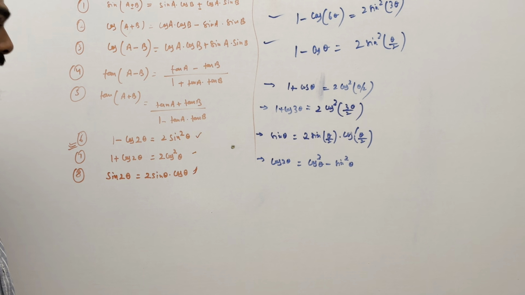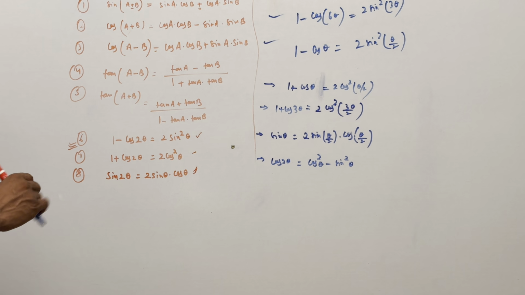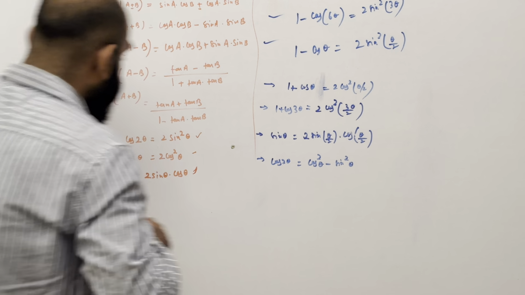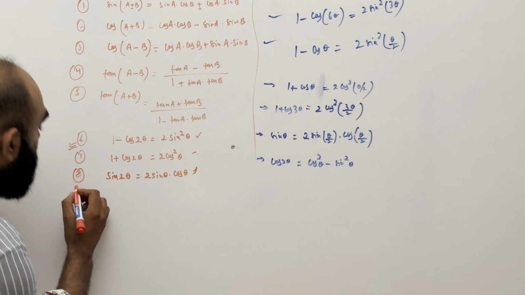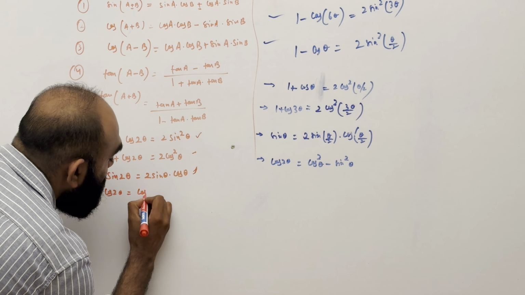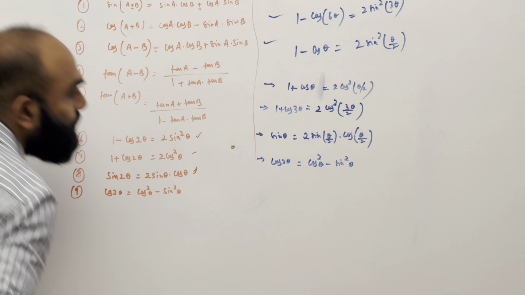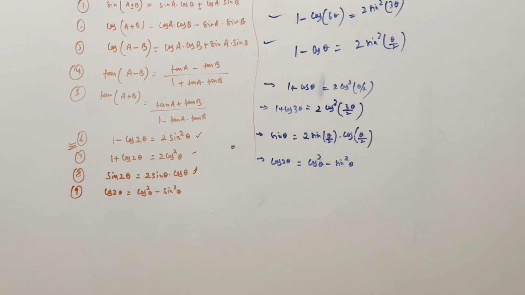Clear? Okay. Now some very important formulas I'm going to write. I've just explained all those things. Even this formula is very important, so I'm writing it here. Ninth one: cos of 2 theta is cos square theta minus sine square theta.